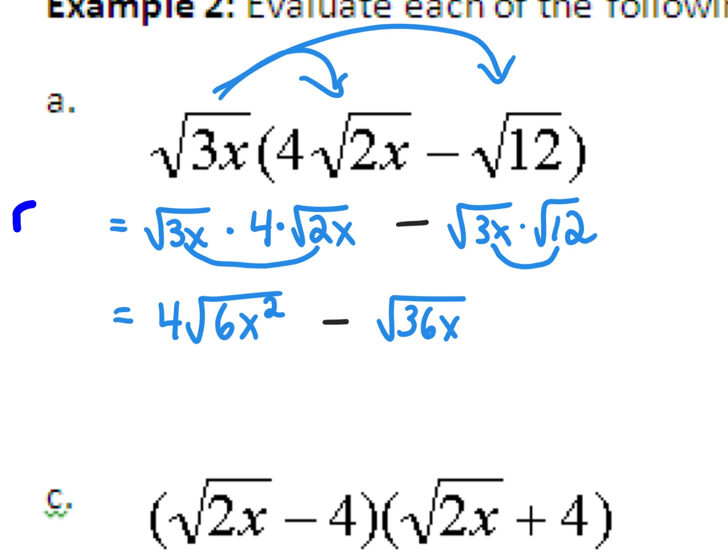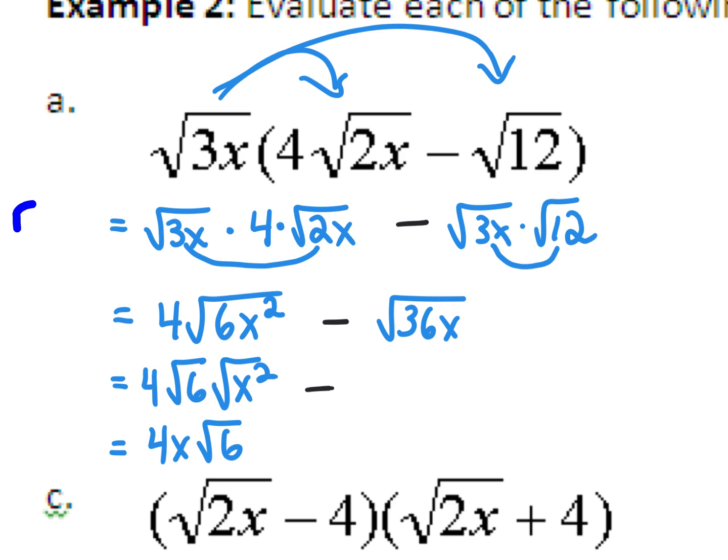So now it looks like last night's homework, right? You need to just take some time to simplify both of those pieces. So that's what we're going to do. This will be 4 root 6 and square root x squared. So this square root x squared is just going to be x root 6. Bring down your minus, and then the square root of 36. And the square root of x is what we're thinking about, but the square root of 36, that's just 6.